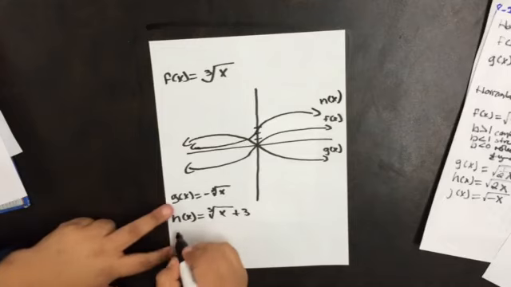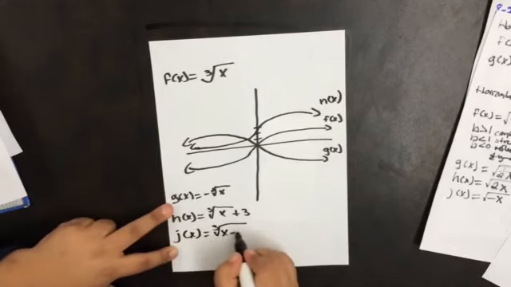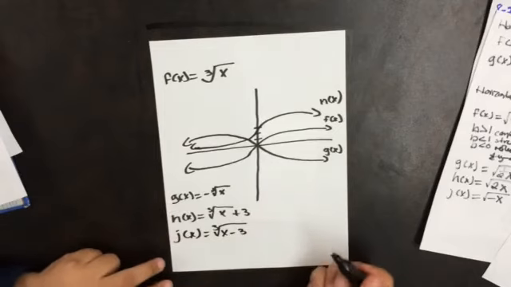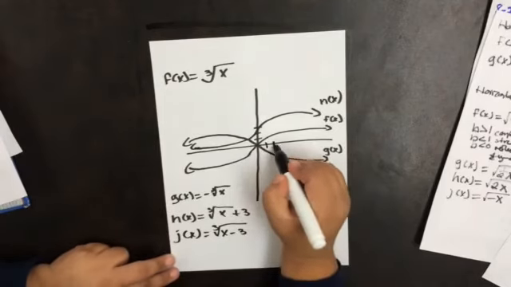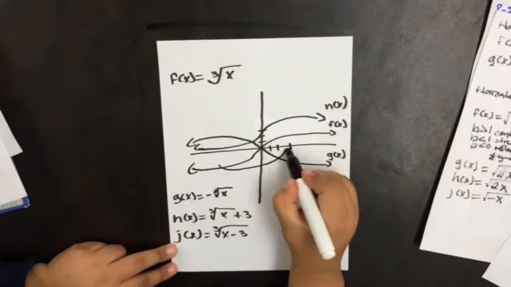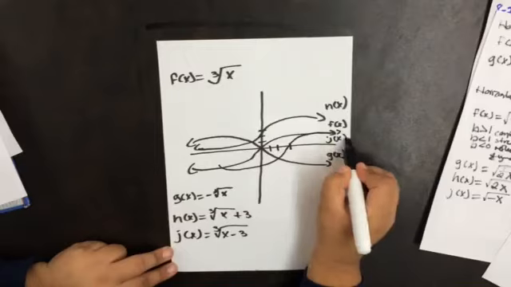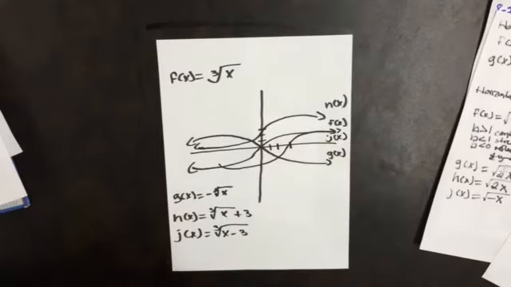So now what do we have? J of x equals the cube root of x minus 3. So then we're moving 3 to the right. So then it's going to look something like this. And that would be your j of x. And those are transformations on the cube root.